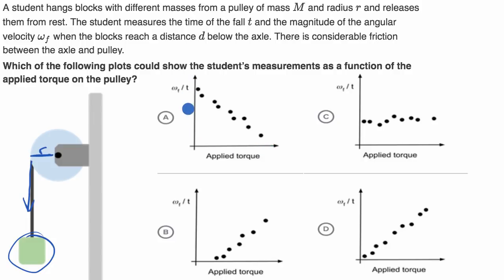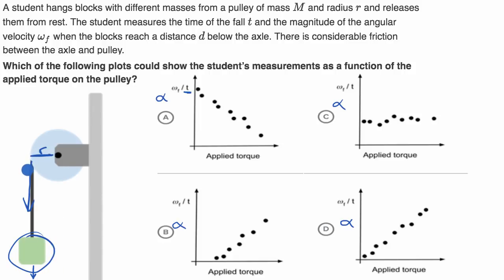Now, what is on our vertical axis right over here? Omega sub f divided by t. So this is our final angular velocity once this thing has gone down a distance d, divided by the time it took to get there. Well, if we assume that it started from a standstill, you could view this as your angular acceleration. So this is the angular acceleration as a function of applied torque. Or you could say it's your average angular acceleration over that time period from when you start to time t.